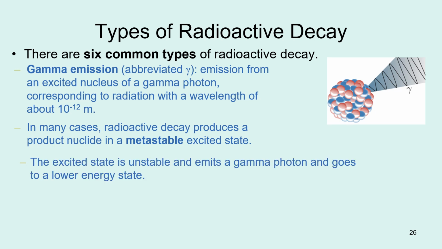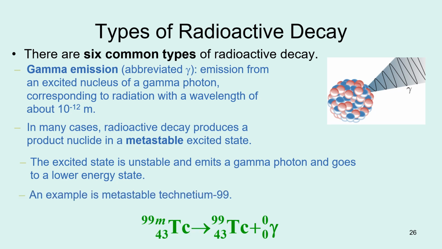We probably won't have too many of these equations, but here's an example. Technetium, the M just means metastable. It's not really stable. Notice that the nuclide doesn't change at all, but it just gives off a gamma particle. These are not as interesting to write out anyway.